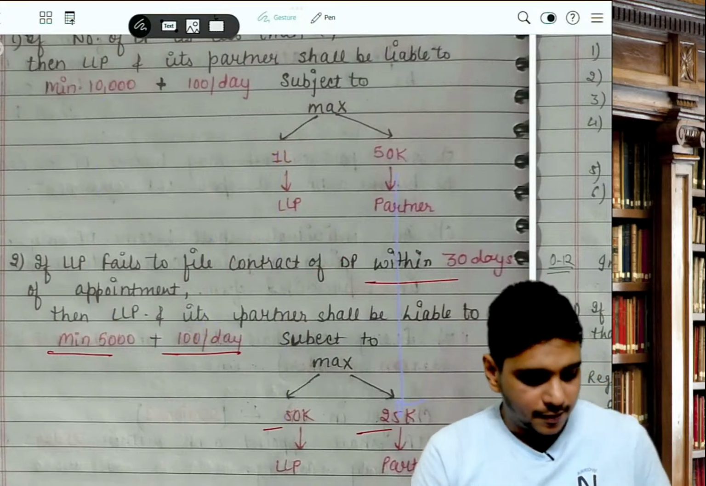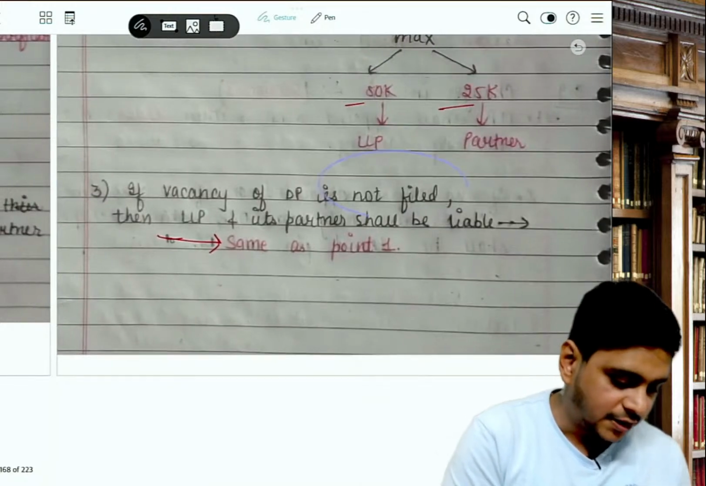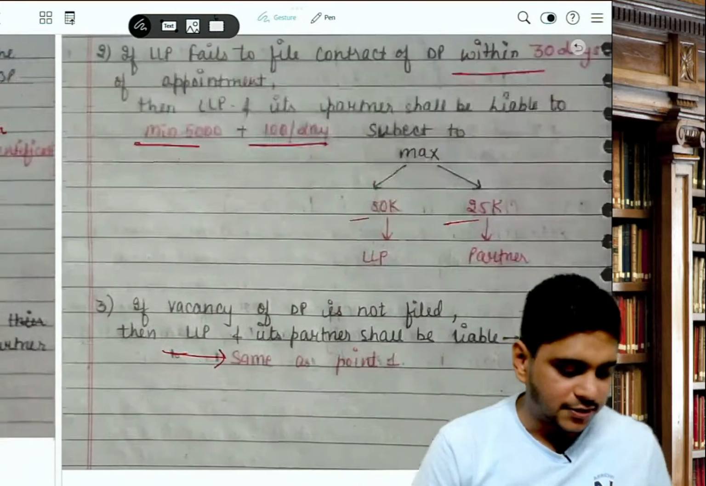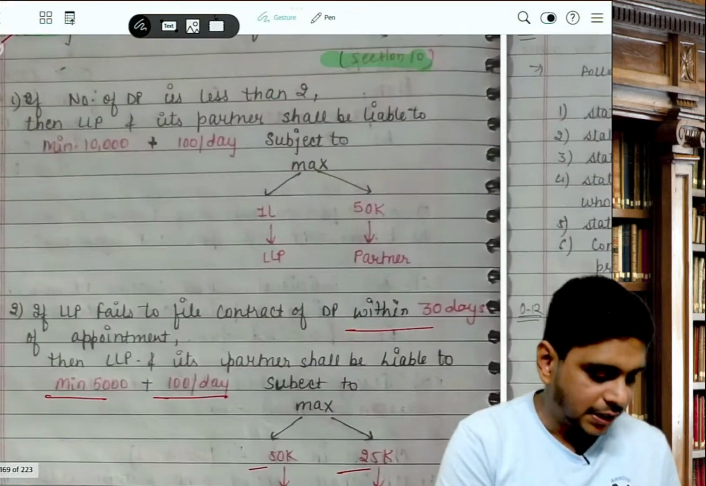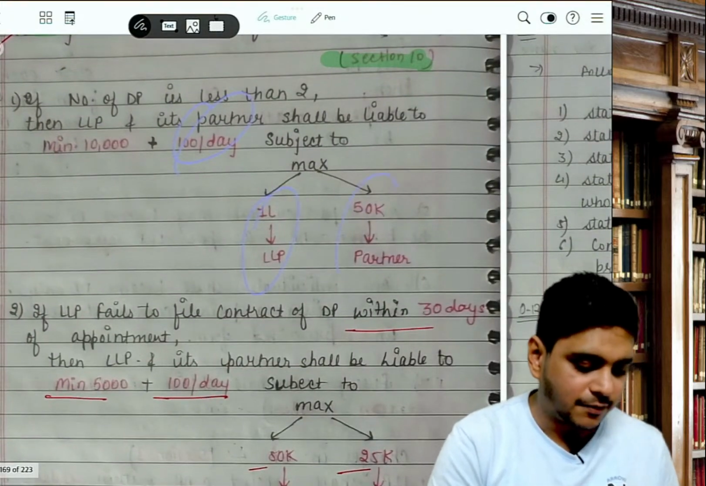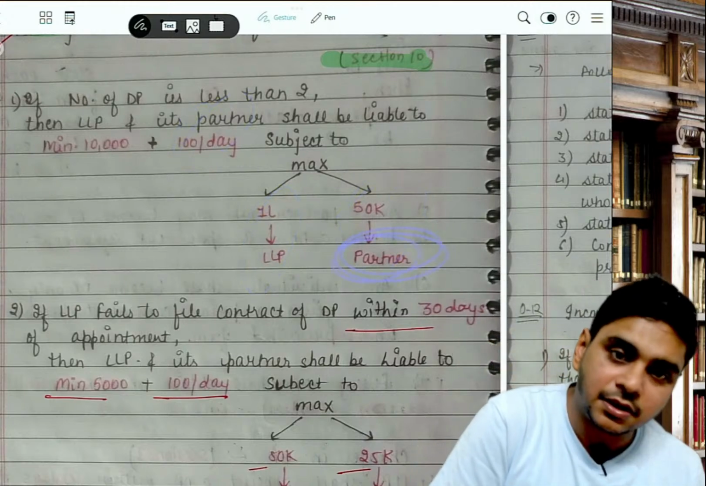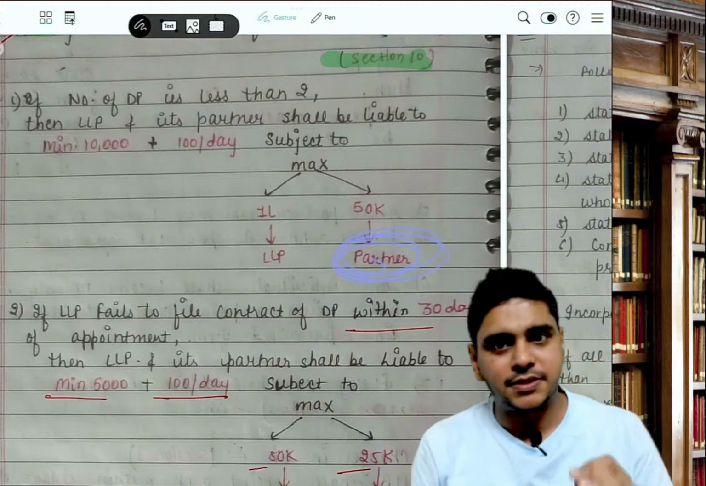Just do the half. So if the vacancy of the DP is not filled within 30 days, the LLP and its partner shall be liable for the same penalty as point number 1: 10,000, 100 per day, 1 lakh maximum for the LLP, 50,000 for the partner. Here when I say partner, which partner is it? DP. Very important, section number 10.